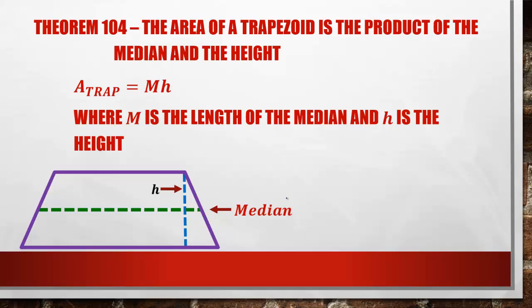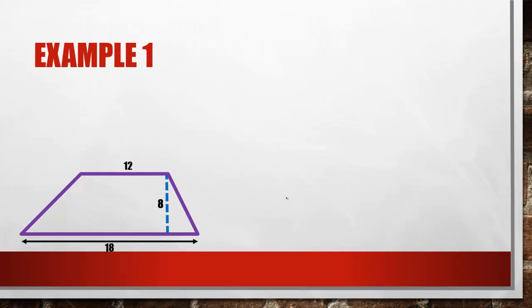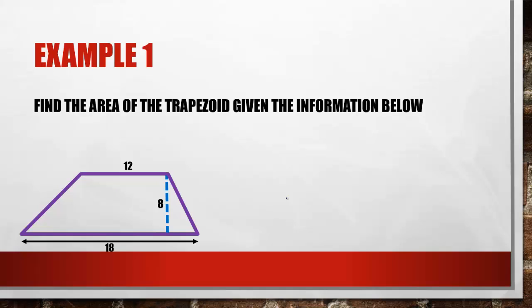So to find the area, if we were given those two things, just multiply them together. No cutting anything in half, no multiplying by 1/2, no dividing by 2, nothing like that. Just multiply the median times the height, and that'll give you the area of the trapezoid. All right, so let's take a look at an example. Find the area of the trapezoid given the information below.